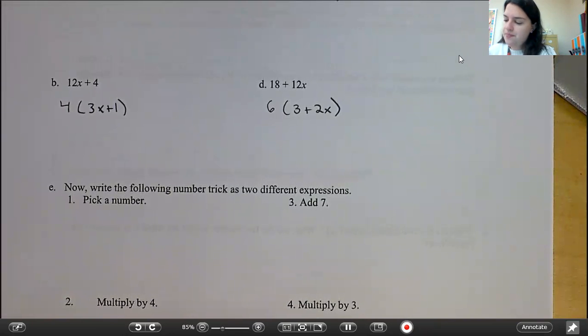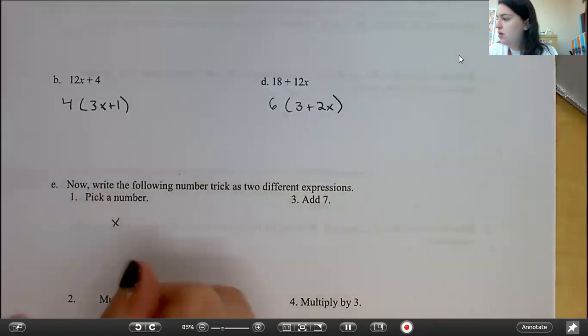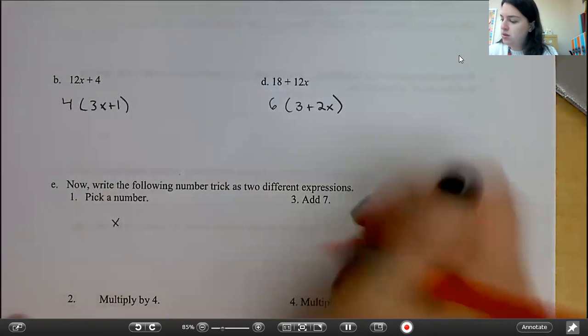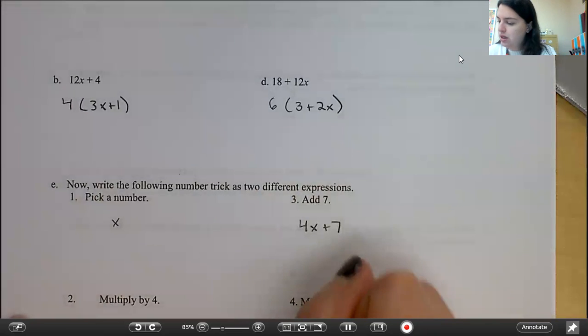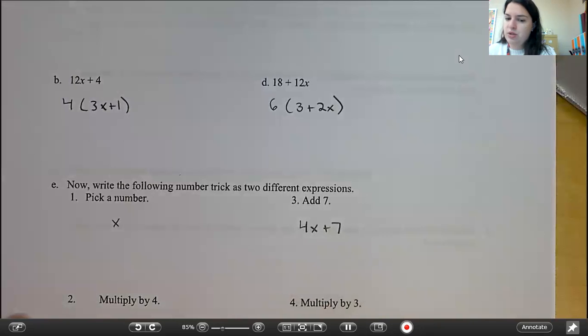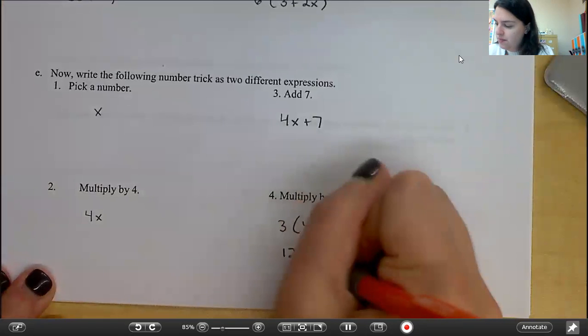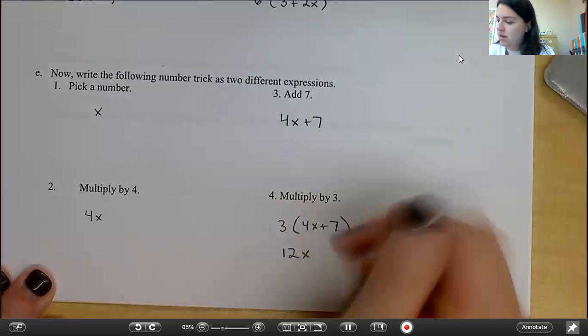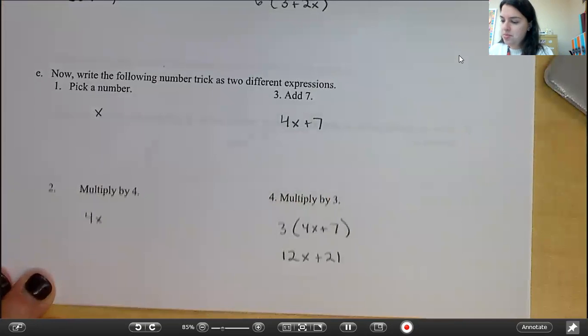Okay, if you're back with me, then you have answered part E. So we have pick a number, multiply by 4, add 7, multiply by 3. So 3 times (4x plus 7) is our expression with parentheses. And now without parentheses, we have 3 groups of 4x, which would be 12x, and 3 groups of 7, which would be 21.